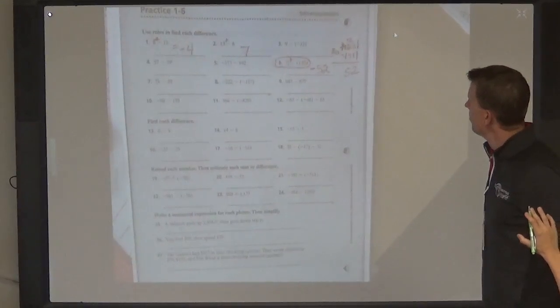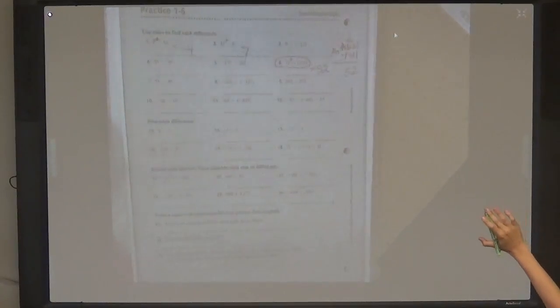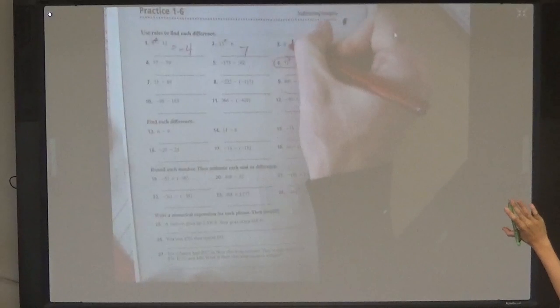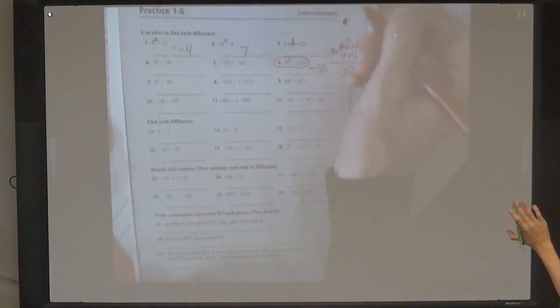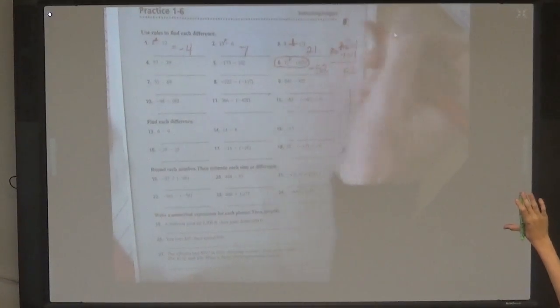Liv? Would number 3 for the answer be 21? Well, since the two minus signs cancel each other out, there's no negatives left. So it'd just be 21. Yeah.